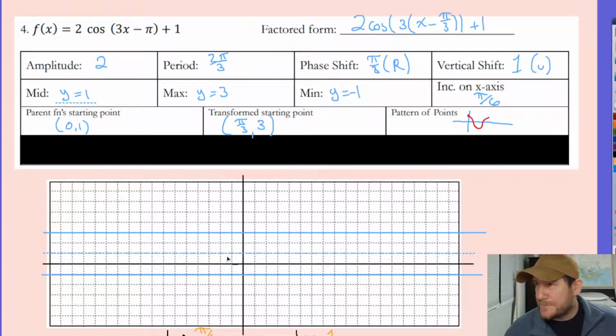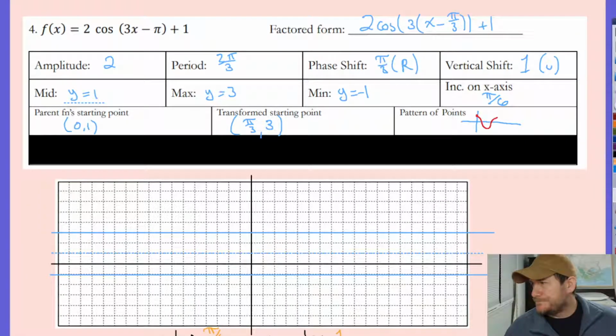Where's our phase shift? We said it's pi over 3 to the right. So pi over 3 is 2 boxes. So we go 1, 2, and right here is going to be where we start. And because we're a cosine function, we know where we're going to start. We're going to start at a max, so right here. So we can plot our first point. Then we can just start walking by pi over 6's, which is just 1 box at a time.